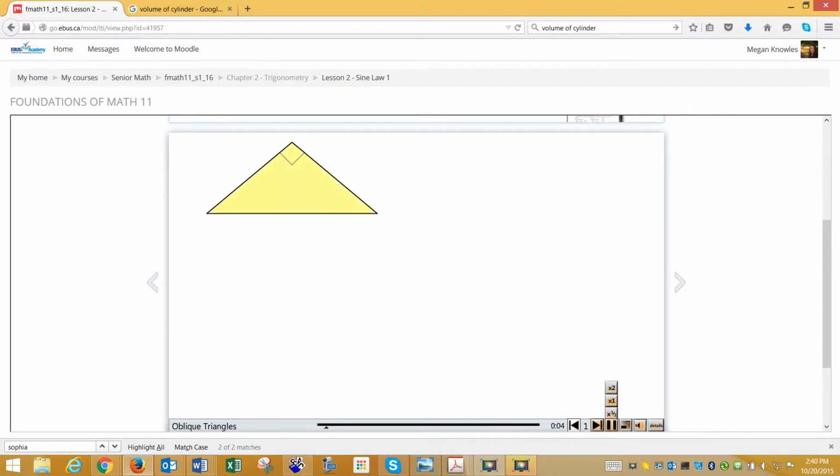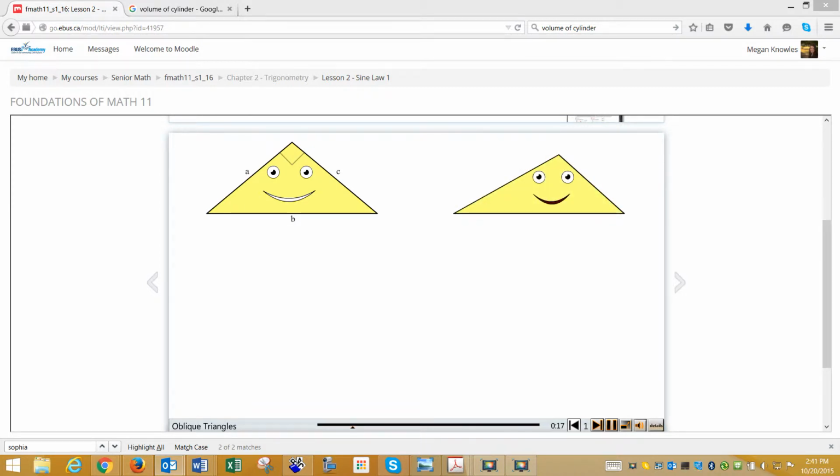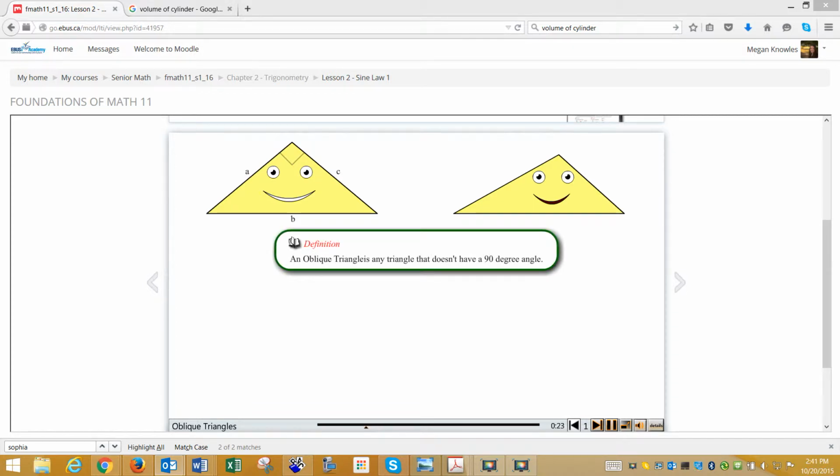Right triangles are totally awesome when it comes to trigonometry because we can figure out everything about them by using Pythagoras and our SOHCAHTOA trigonometric identities. But what about every other triangle out there that is not right? And by not right, I don't mean wrong, but I mean oblique. An oblique triangle is any triangle that doesn't have a 90-degree angle.